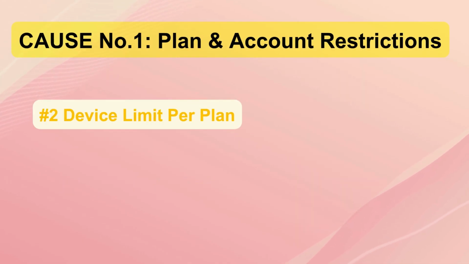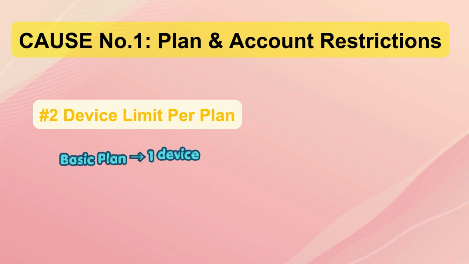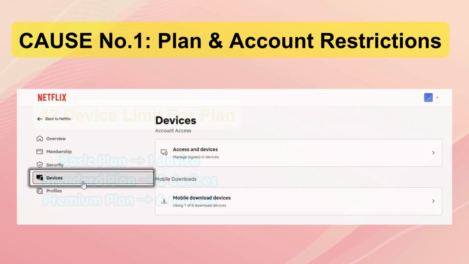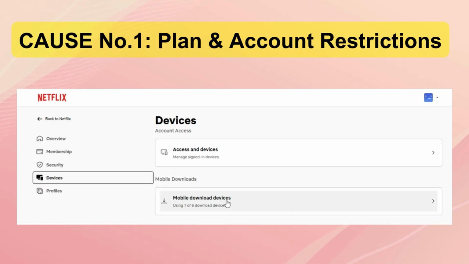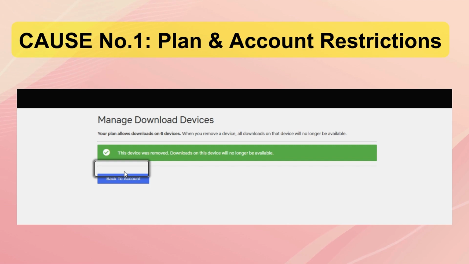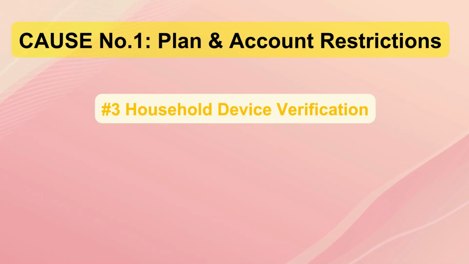Device limit per plan. Each plan also has a device limit, 2 devices on standard, 6 on premium. If you've switched to a new phone but never removed the old one from your account, you might be hitting that ceiling. You can go to your Netflix account settings in a browser, find Manage Download Devices, and remove anything you're not using anymore.